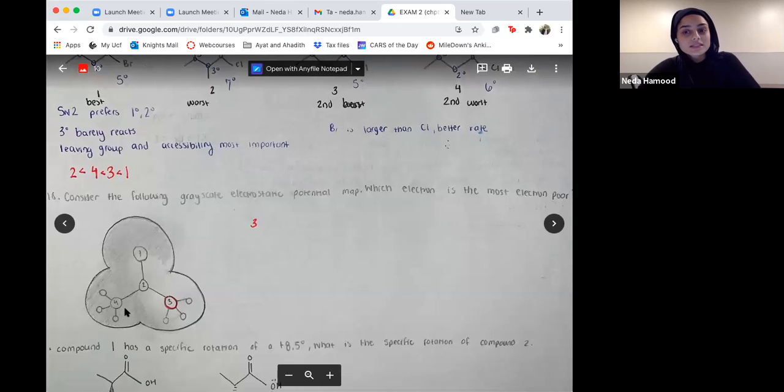Ideally, I do think our exams used to be in black and white, so a bit of a disadvantage for us. But yeah, the answer here would just be 3 because there isn't as much redness around it. Cool.